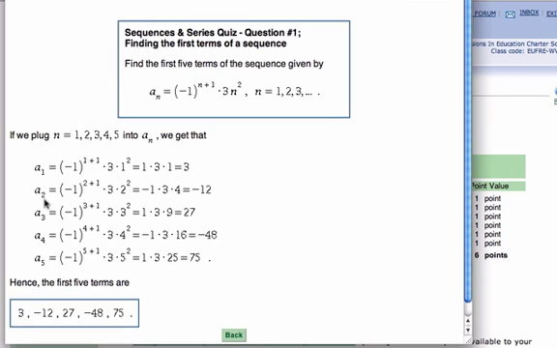And then you find out what a sub 2 is by replacing n with 2 here and here. Okay? And you simplify. So you add these two together, and then you can do the exponents. And then you multiply all of those numbers together. Okay? And then you just continue this process until you get all 5 terms, and you list them in order: the first term, the second term, the third, fourth, and fifth.